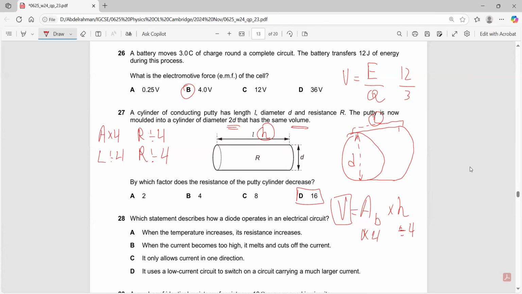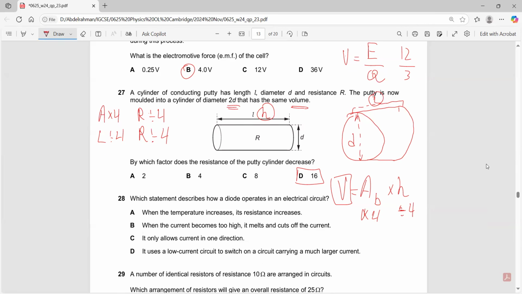It's a rather tricky question, I know. You can solve it numerically, even though for this question, numerically might be a bit more difficult. But again, you can do it if you want. You can give the length whatever value, and you can give the diameter whatever value you want, and then find a volume and do as you like. But for the sake of this question, you can just solve it this way. Say that the area has increased by 4, therefore the length will also decrease by 4, and the total resistance would decrease by a factor of 16. I hope it is clear.